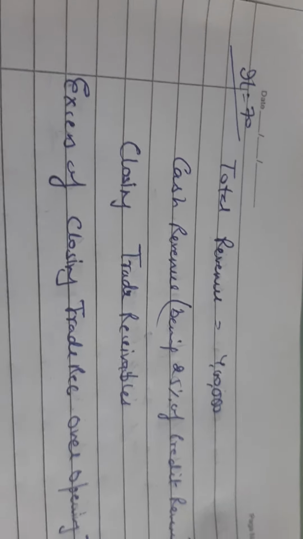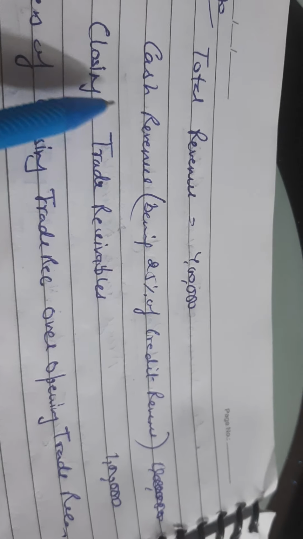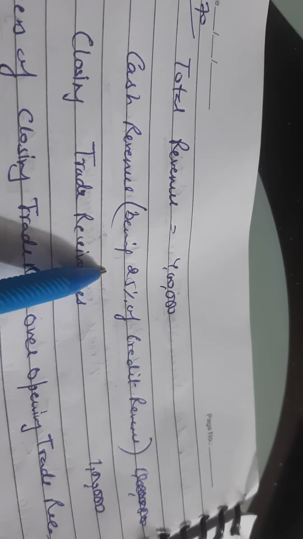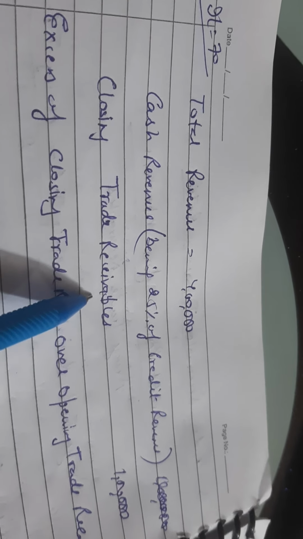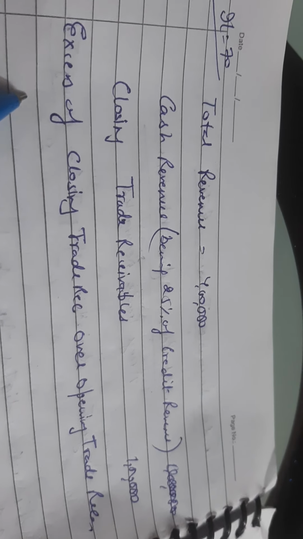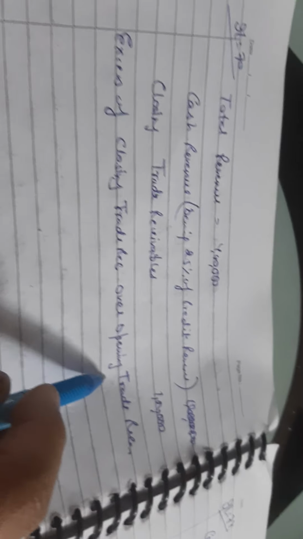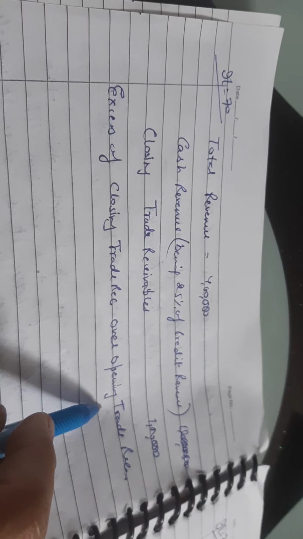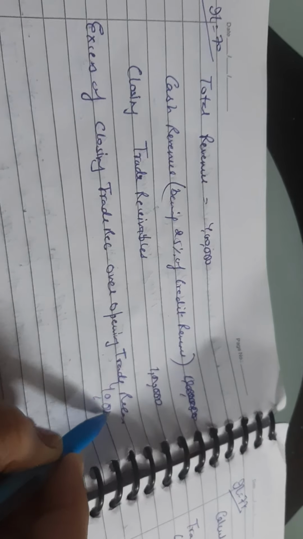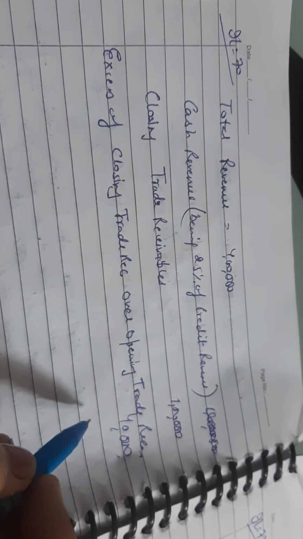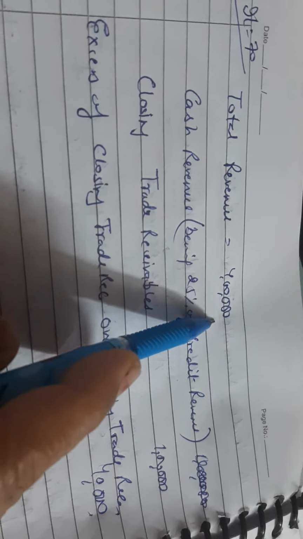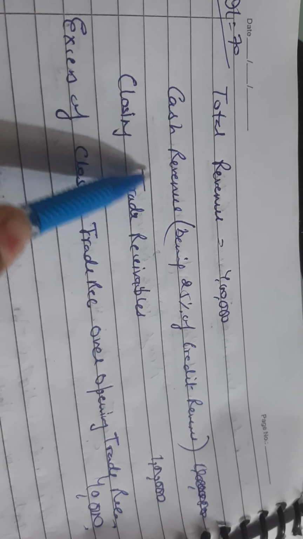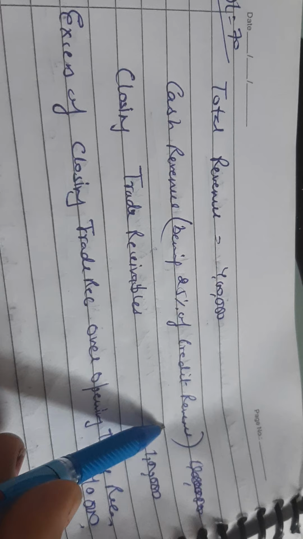See, we have given the total revenue 4 lakh and the cash revenue which is 25% of the credit revenue. Then we have given the closing trade receivables 1 lakh and excess of closing over opening trade receivables is 40,000. So आपका जो excess of closing over opening है वो आपके पास given है 40,000. Now see, सबसे पहले आपके पास था कि जो total revenue है वो 4 लाख है और कैश रेवेन्यू जो है वो 25% ऑफ द क्रेडिट रेवेन्यू है.